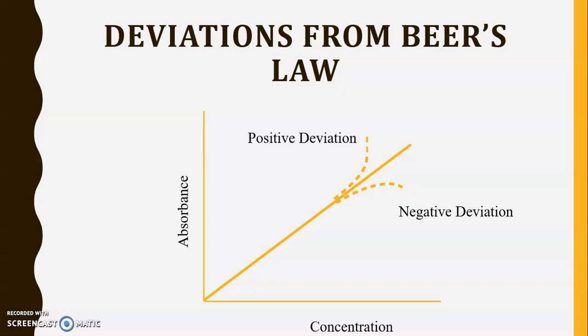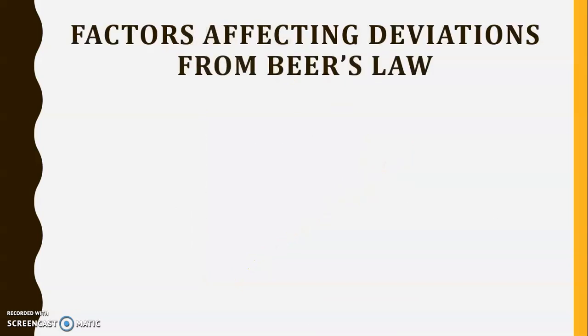The deviations from the law are reported as positive deviations. You can see this is the positive deviation, which is the concave part on the upward side, and this is the negative deviation, which is the concave part on the downward side. These deviations occur in Beer's law as we go on increasing the concentration of that solute in the given solution. These are known as the deviations from Beer's law, whether positive or negative. Now, what are the different factors that affect these deviations from Beer's law?